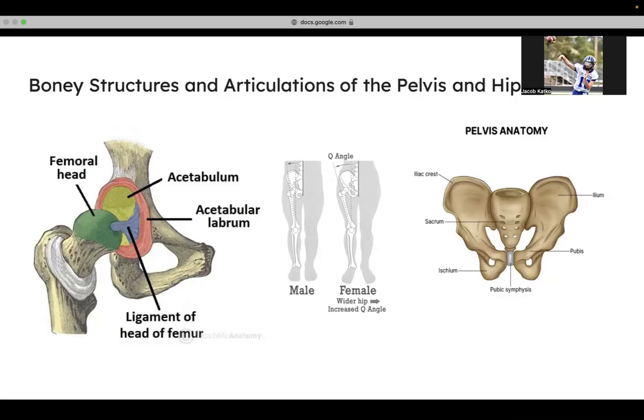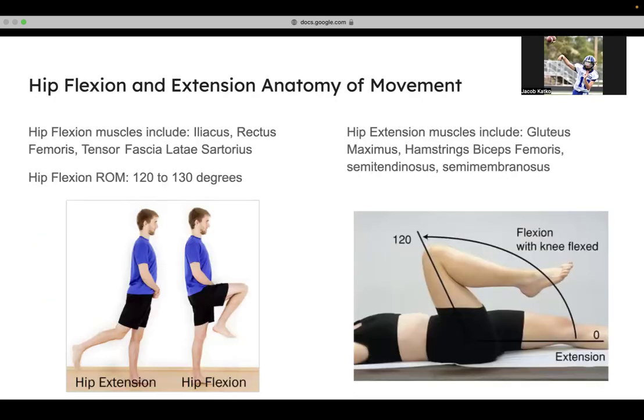And then the pelvis anatomy. See the ilium, which is the top part of the pelvis, kind of holding near the gluteus maximus. The sacrum, which is the middle part. The pubis, which is the lower part of the pelvis, and then the iliac crest, which is the top bony structure of the pelvis.